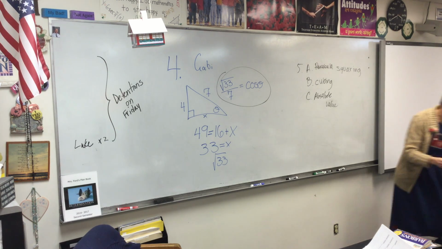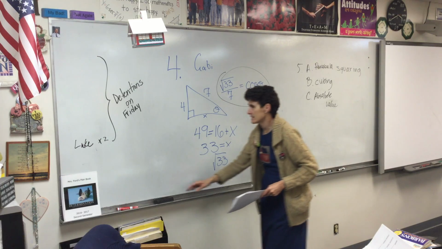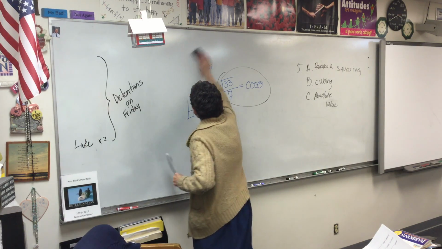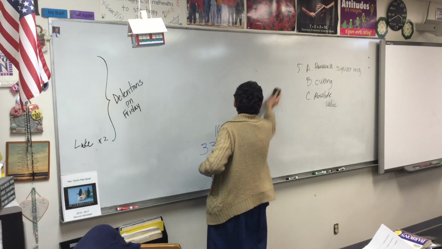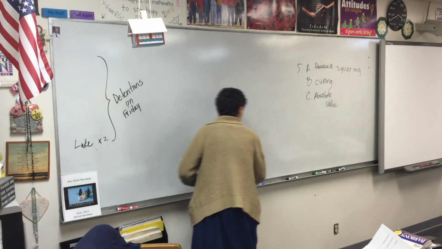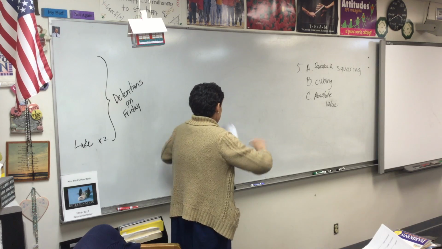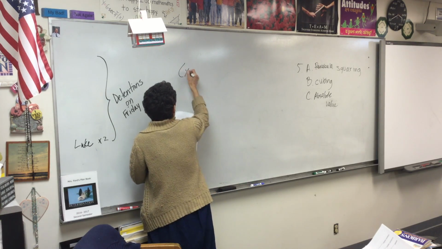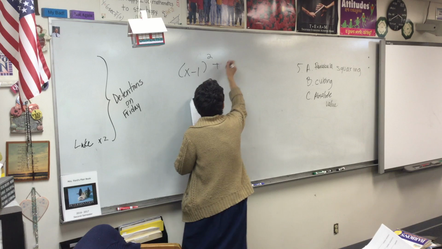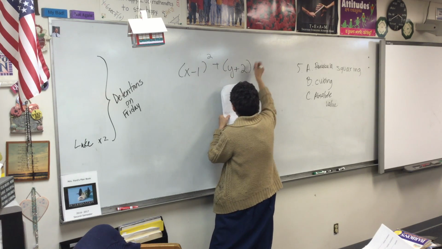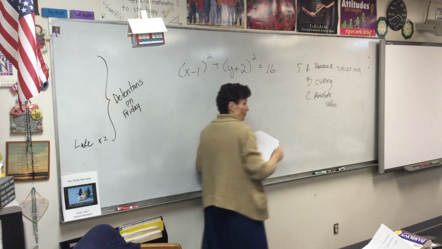This is section 8.1. Find the center and radius. Now, the circle that is given to you. See, I know that's a circle because I'm old. You need to get used to things that look like this are circles.